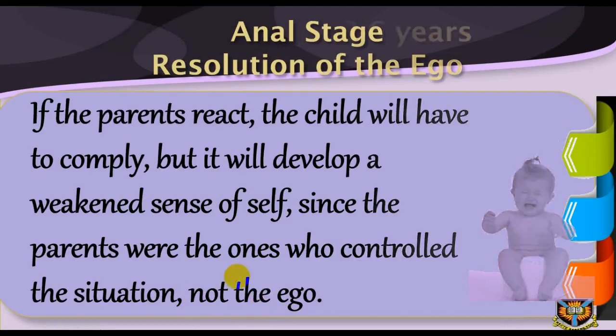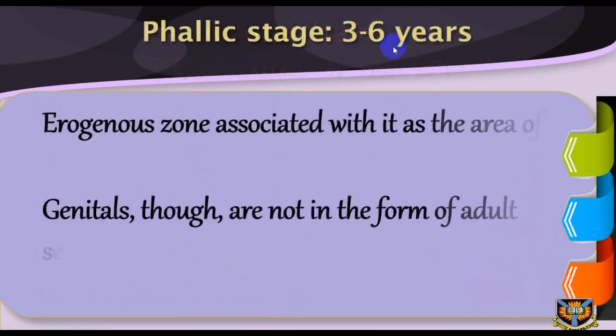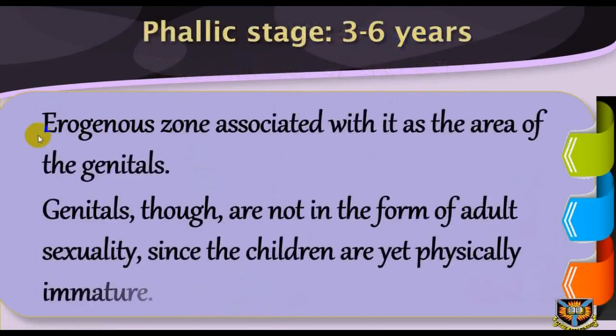Phallic stage, 3 to 6 years. The phallic stage extends from about 3 to 5 years of age, and the erogenous zone associated with it is the area of the genitals. Even though the gratification is focused on the genitals, this is not in the form of adult sexuality, since the children are not yet physically mature. However, stimulation of the genitals is welcomed as pleasurable, and boys, like adult males, may have erections during their sleep.